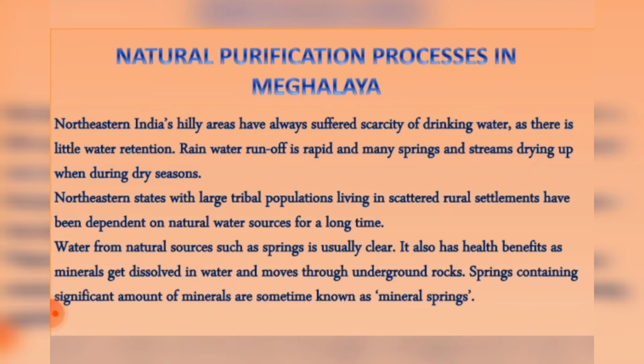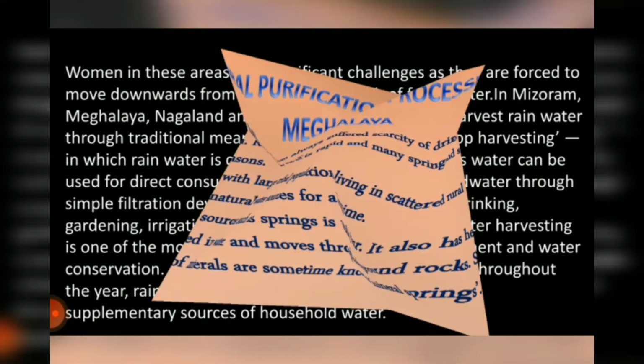Northeastern states with large tribal populations living in scattered rural settlements have been dependent on natural water sources for a long time. Water from natural sources such as springs is usually clear. It also has health benefits as minerals get dissolved in water as it moves through underground rocks. Springs containing significant amounts of minerals are sometimes known as mineral springs.